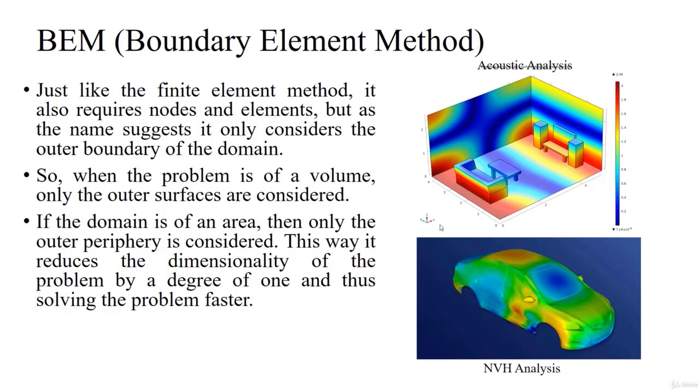So for example, let us say this is a total box. When we are using the boundary element method, it is going to perform analysis only on these particular surfaces. It is not going to take up the inner material. Likewise, if you have an area, let us think this is an area, then it is going to consider only these edges for the analysis.